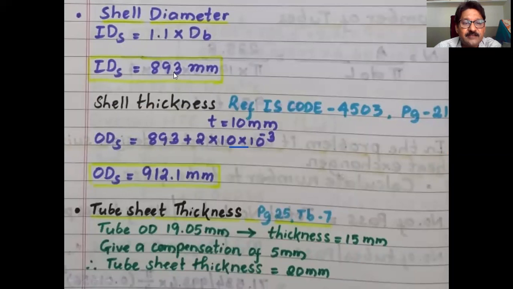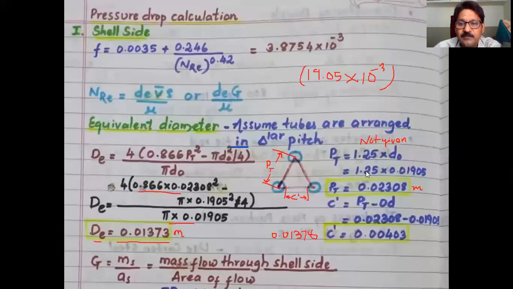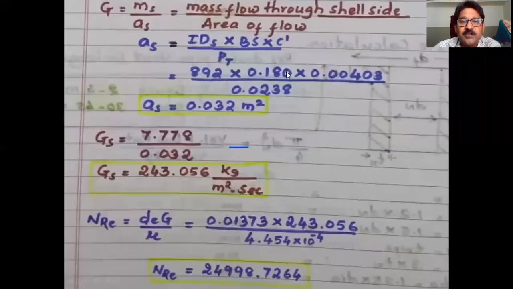ID of shell is 1.1 times the tube bundle diameter. It is 893. Coming to baffle spacing, it is not given. Baffle spacing is shell ID divided by 5, so it is 180 mm. Then coming here, pitch is 0.0238 and clearance is 0.00403. We have all the values.